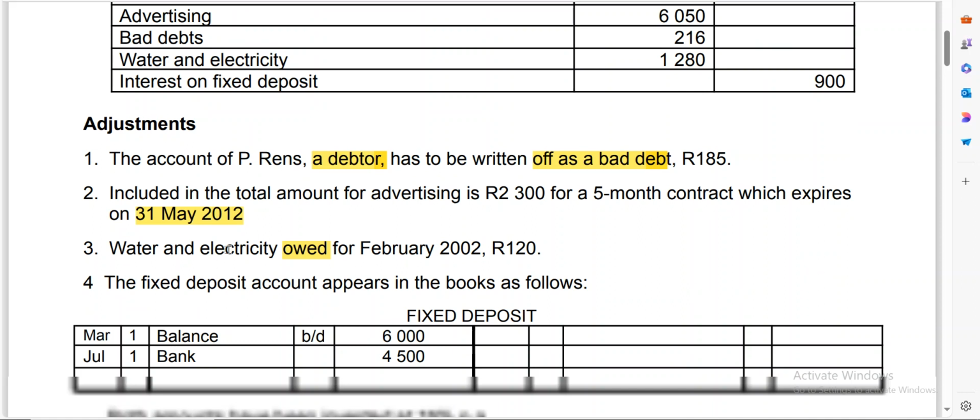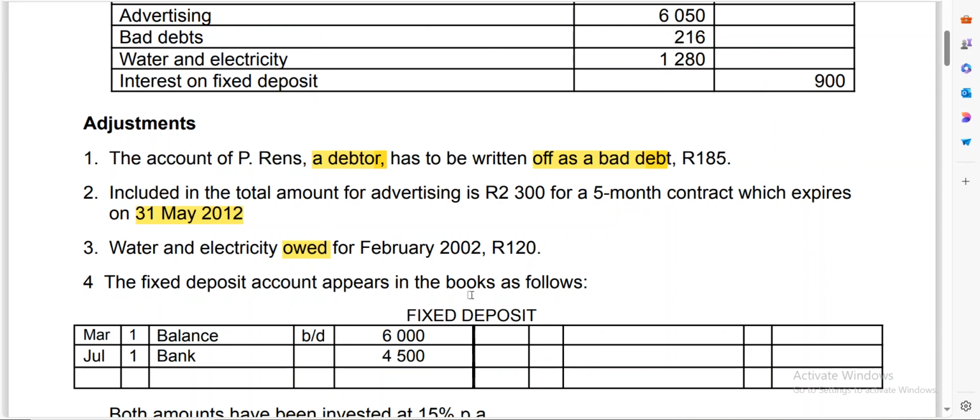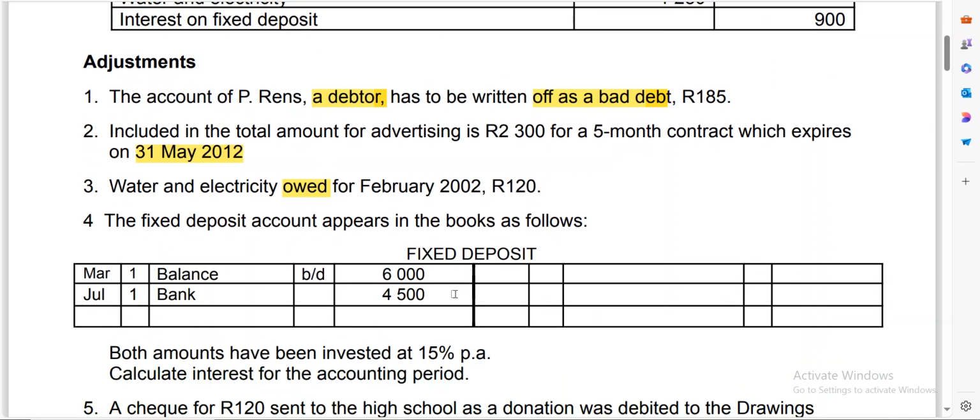The next one says that the fixed deposit appears in the books of the business as follows. Now, in terms of fixed deposit, guys, you must be very careful. All you want to do is check whether the interest that you were supposed to receive has been received accordingly or not. You want to check, is your interest accrued or received in advance? That's all you want to check. Now here they're saying that at the beginning of the year we had a fixed deposit of 6,000, and then on the 1st of July we invested in an additional fixed deposit of 4.5.